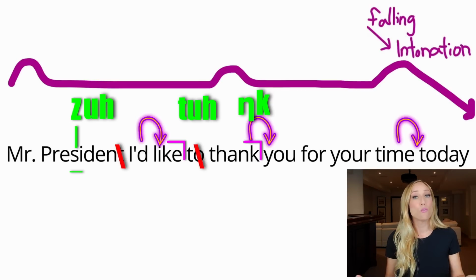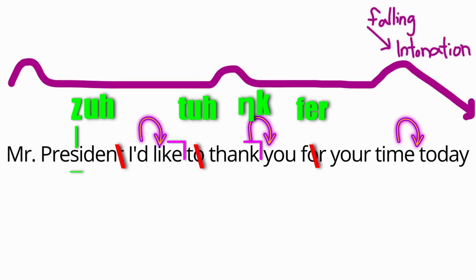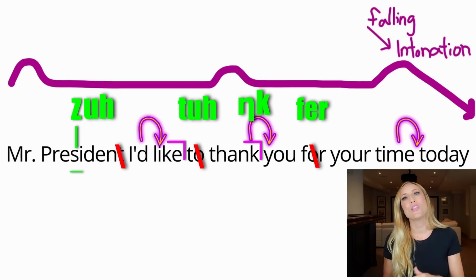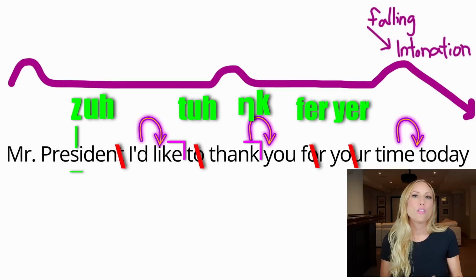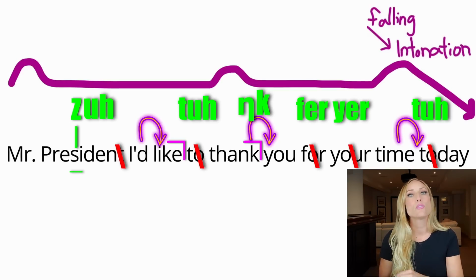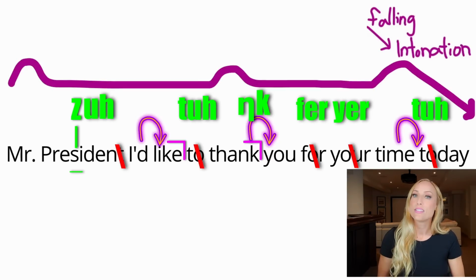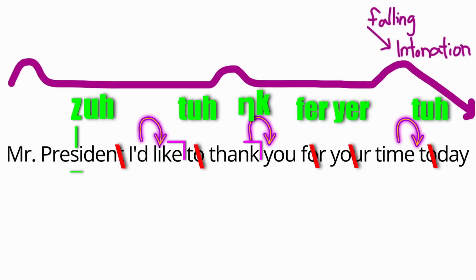The vowel in the word for is reduced, so it sounds more like fur. Thank you for your time today. The vowel in the word your is also reduced. Thank you for your time today. The vowel in to in the word today is reduced to a schwa, since it's unstressed and in an unstressed syllable. You see a pattern here? So it sounds more like today rather than today. Thank you for your time today.